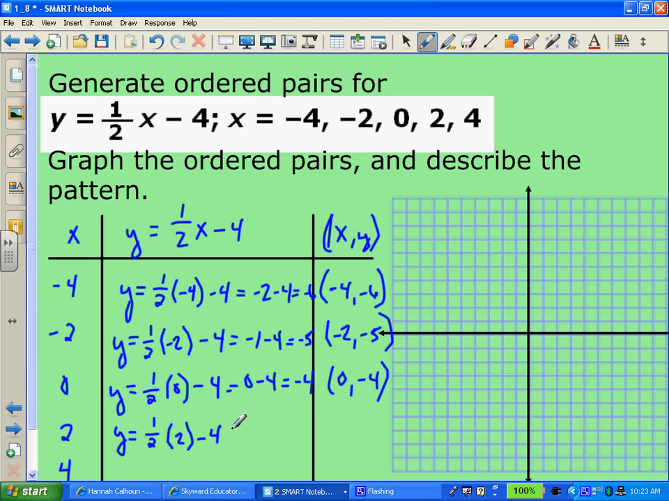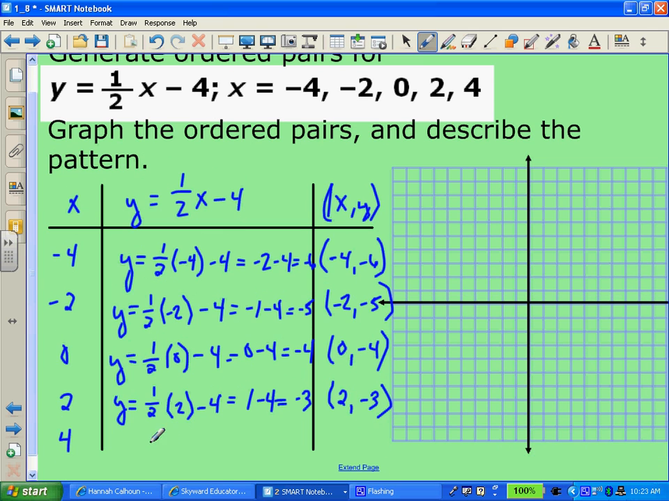So then I put 2 in there. Half of 2 is 1. So I have 1 minus 4, which is -3. And then finally I have 4. Half of 4 is 2. 2 minus 4 is -2. So then I have my ordered pairs.